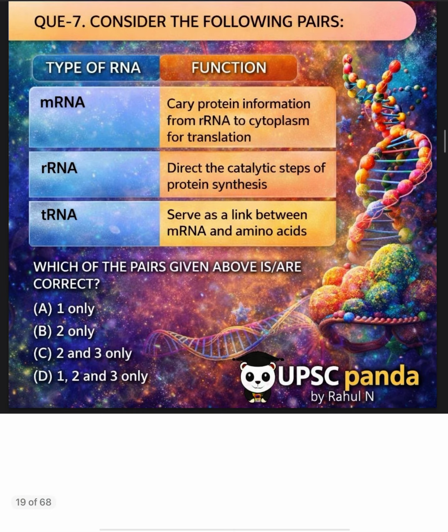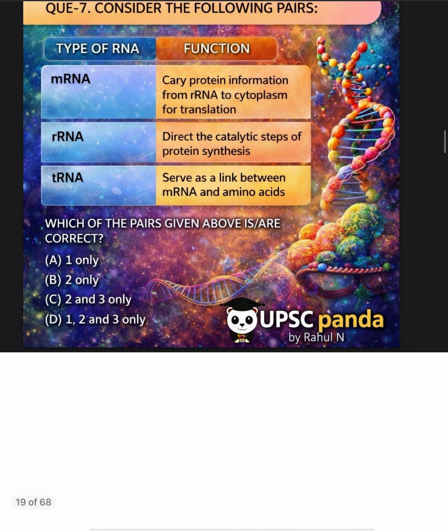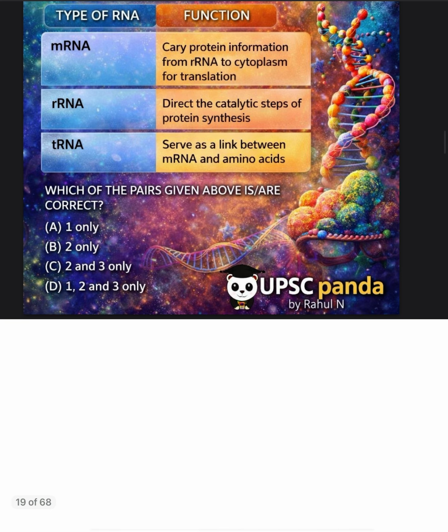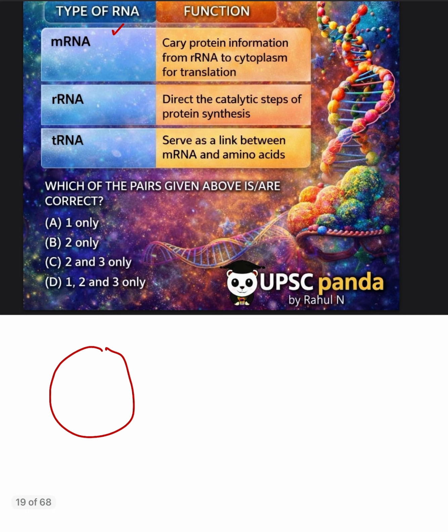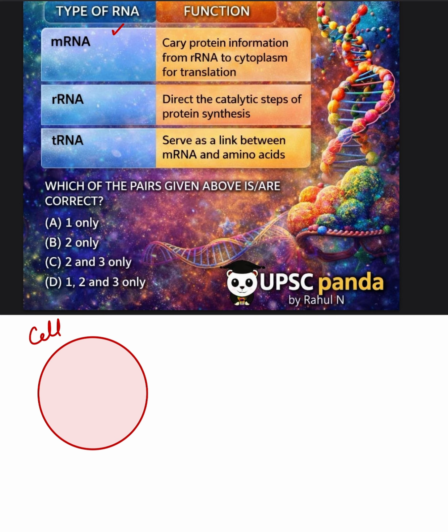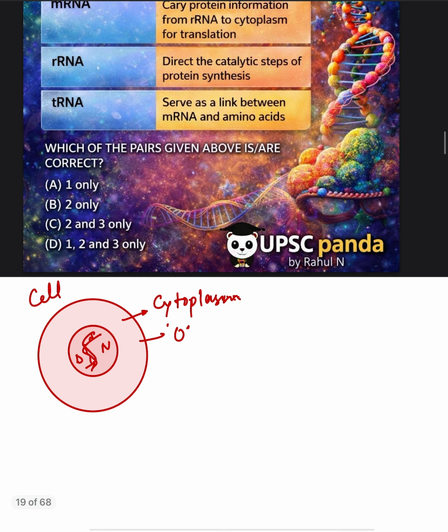Yeah, this question requires understanding and some explanation. I will give a bit of time to it. Let us see. There are types of RNA and their functions are asked. See, this is a cell. If this is a cell, this is the nucleus. Within the nucleus, there is DNA. This is the cytoplasm, and within the cytoplasm there are organelles. Multiple organelles are there. One organelle is called ribosome.